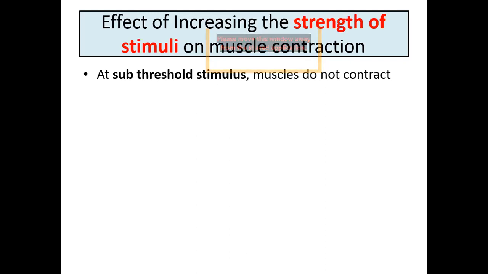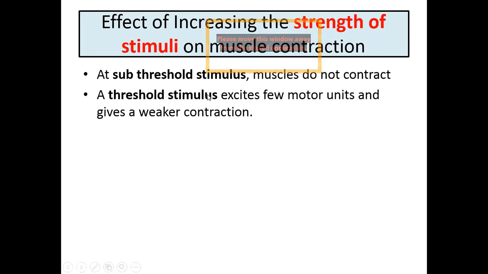If I apply a subthreshold stimulus, what is not generated? The end plate potential is not generated, and the action potential in the muscle is not generated. If there is no action potential, there is no muscle excitation, no contraction. Excitation is always coupled to contraction. So when I apply a subthreshold stimulus, there is no muscle excitation, so the muscles do not contract. Now, when I apply a threshold stimulus, there will be contraction, and this will excite a few motor units.